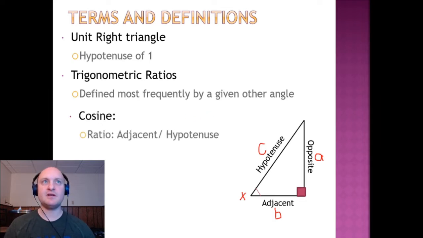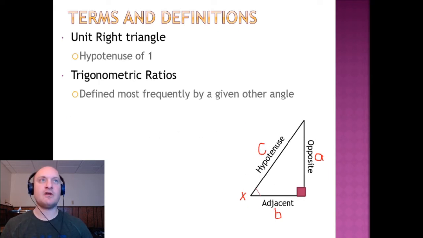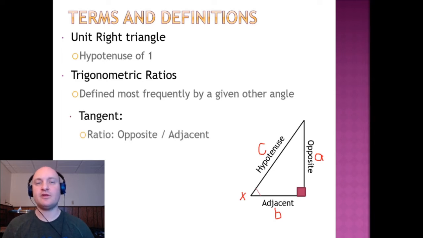The next one is cosine, which is a ratio of the adjacent side length to the hypotenuse. So if we were trying to find out the cosine of angle x, we would use the ratio B over C. Our third trig ratio is tangent, which will use the ratio opposite over adjacent. So in this case, if we were trying to do the tangent of angle x, we would be doing the ratio of A over B.